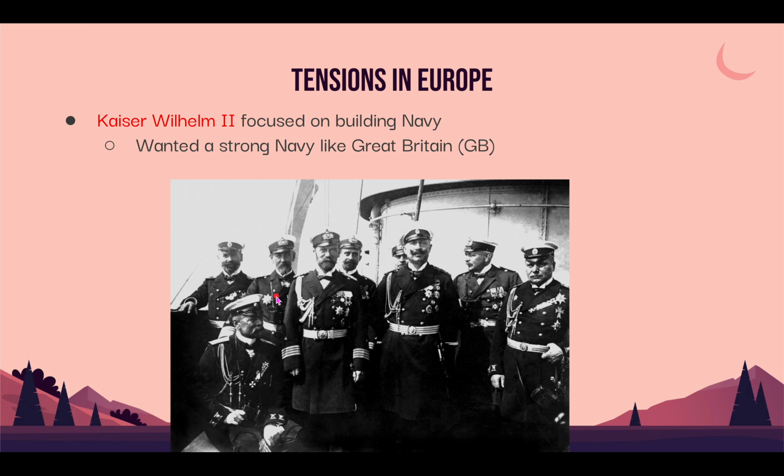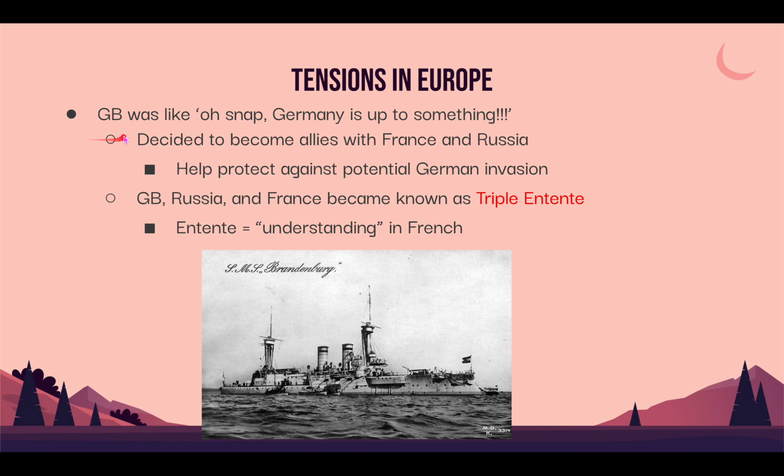Kaiser Wilhelm II focused on building a very strong navy. During this time, Great Britain had the best navy, and Kaiser Wilhelm saw that, and he's like, you know what? I want a strong navy too. So Great Britain, by the way, I shortened Great Britain just to GB. You'll see that throughout the World War I slides as well. So GB means Great Britain, just FYI, was like, oh snap, Germany is up to something.